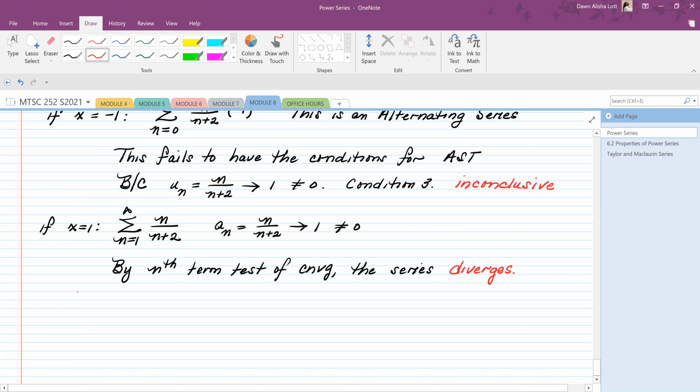So I'm going to stick with my original answer. My radius is 1, and my interval of convergence is negative 1 to 1. I'm not going to adjust it because it's inconclusive at one place, so I don't know. Any other place, it definitely diverges. Okay, so that is 1. Any questions about that?